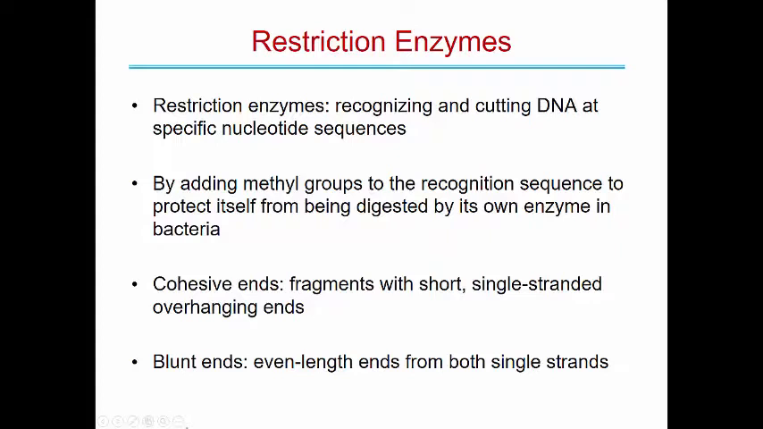When we make a cut with the restriction enzyme, usually there are short single-stranded overhanging ends. The restriction enzyme makes a jagged cut, which allows the cut piece of DNA to more easily recombine with other pieces of DNA. Sometimes these cohesive ends are also known as sticky ends because of their ability to recombine fairly easily. We can also have restriction enzymes that leave blunt ends. That means that a single cut is made at the same point in both single strands.